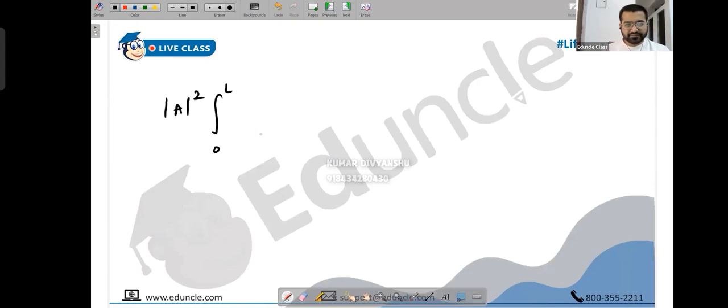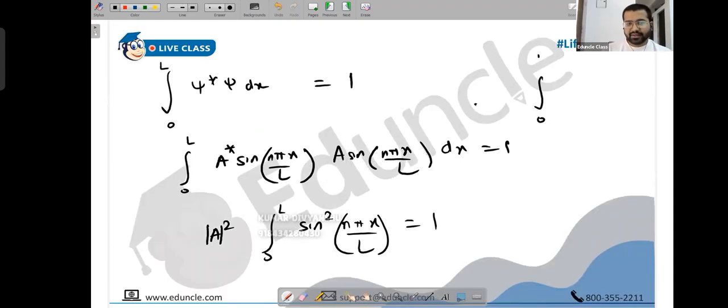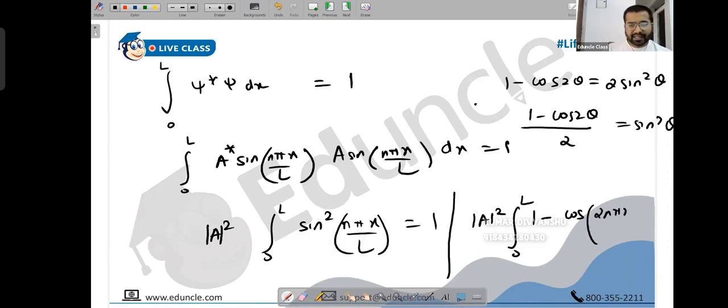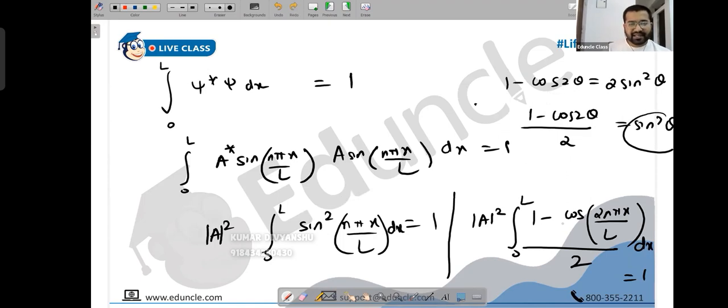So this is the integration from 0 to L of sin square n pi x by L. You can use the half angle formula. What is the half angle formula? 1 minus cos 2 theta is 2 sin square theta, so 1 minus cos 2 theta by 2 is sin square theta. So this becomes mod A square, integration from 0 to L of sin square theta, which is 1 minus cos 2 theta by 2. So sin square n pi x by L is 1 minus cos of 2 n pi x by L, all by 2. I just applied the formula. Copy, please. Ask me if you have any questions.